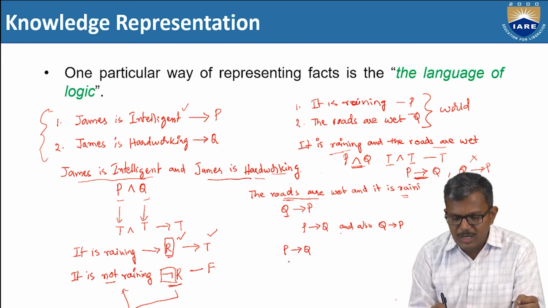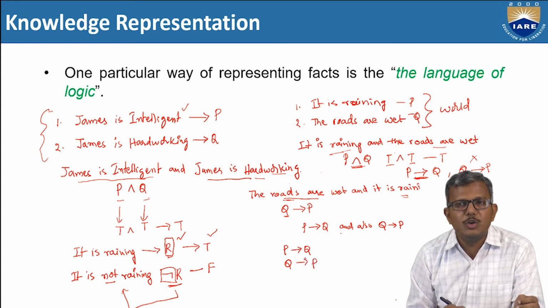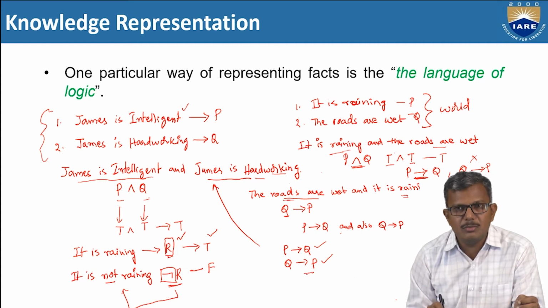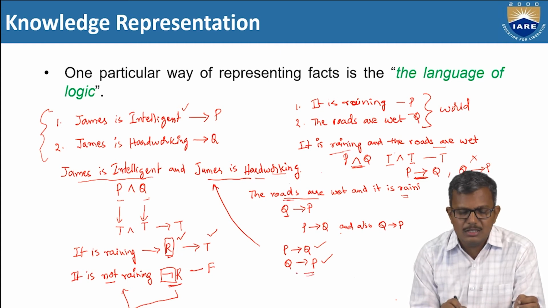So in that case, what is happening? When I am shuffling the statements, I can represent it like this also: Q implies P. As P implies Q, Q also implies P in this particular example. Of course, it will not be possible in every case. But in this example, it is possible.